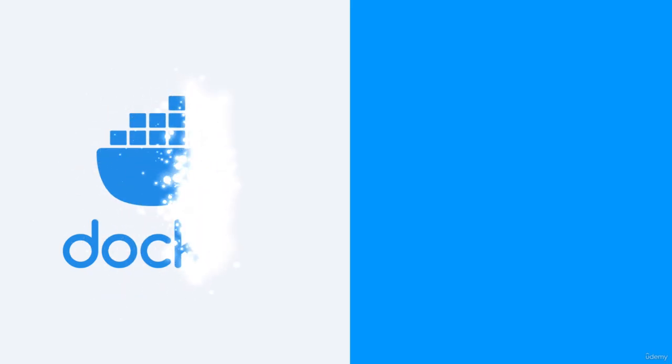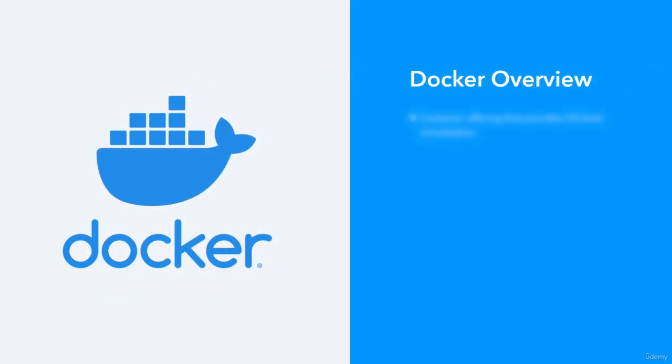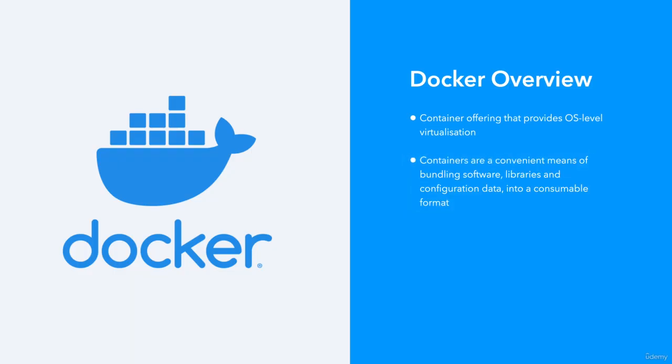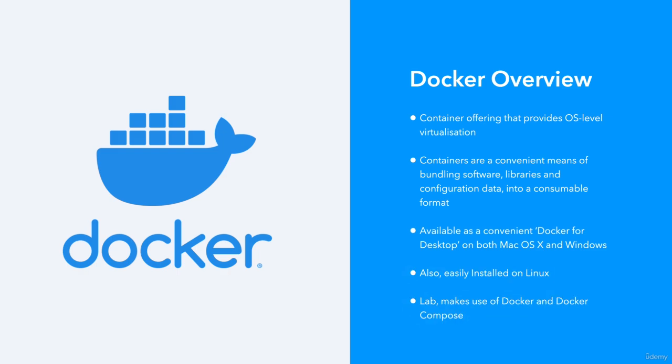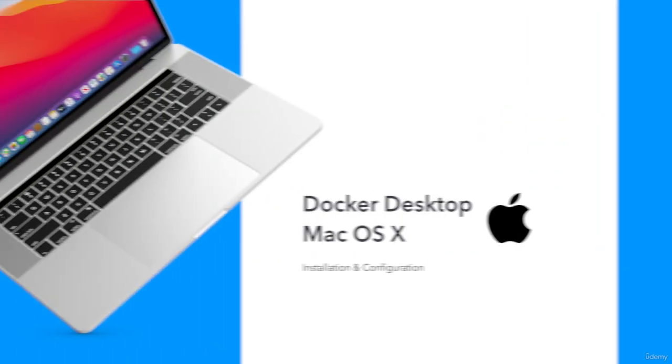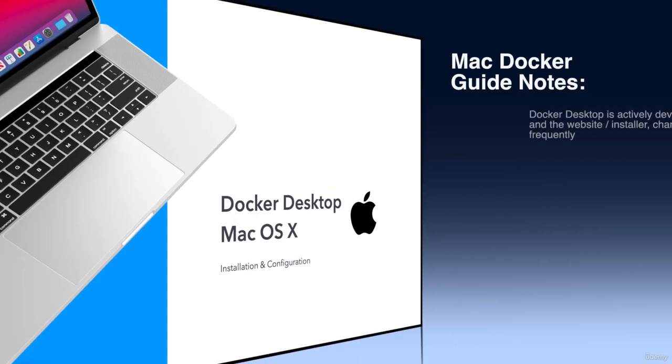Docker is a container offering that utilizes OS-level virtualization, allowing software to be delivered as a container. Containers are isolated from each other, and within the container, we can bundle the software libraries and configuration files that each container requires. Docker is available on both Mac OS X and Windows in a convenient Docker for Desktop offering. It is also easy to install on Linux. Let's get started with the installation process. We're going to start on Mac OS X, followed by Windows, and then Linux.